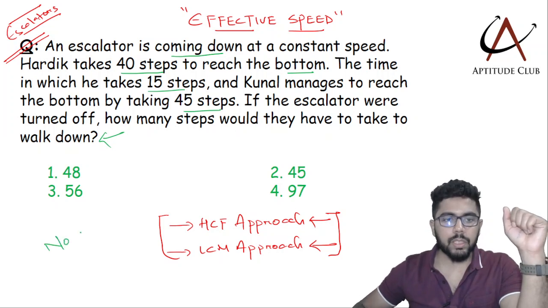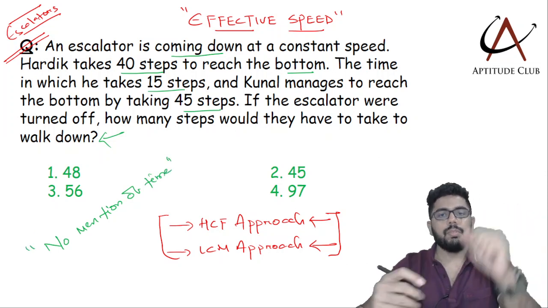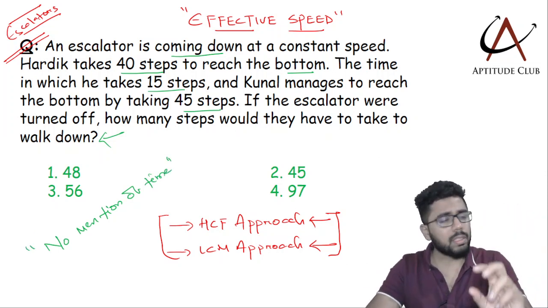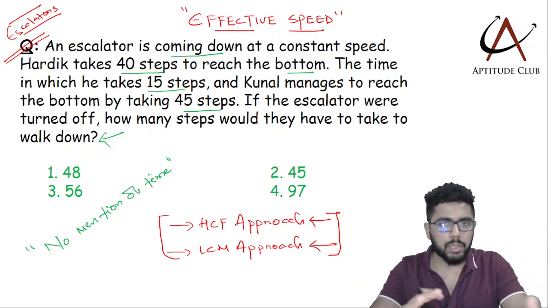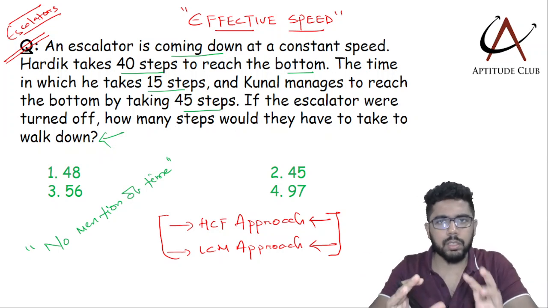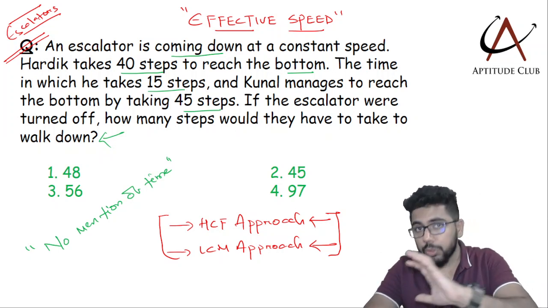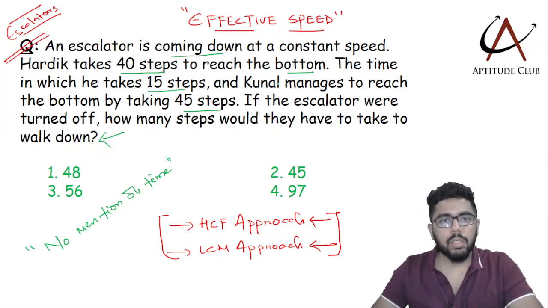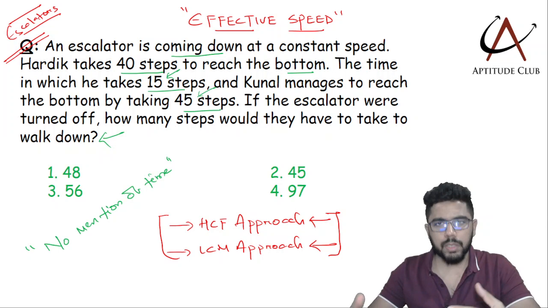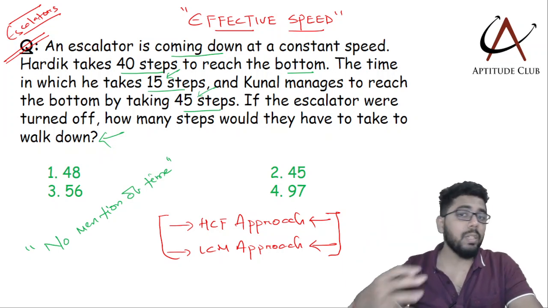If you look at the question, there is no mention of time, isn't it? If you would have solved escalator questions before, you'll see there will be some mention of time. These many seconds or these many hours or minutes or something of the other, time would be mentioned. But here there is absolutely no mention of time. Hardik takes 40 steps to reach the bottom. Kunal takes 45 steps to reach the bottom. And in the time in which Hardik takes 15, Kunal manages to take 45 steps. So everything is given only in steps.